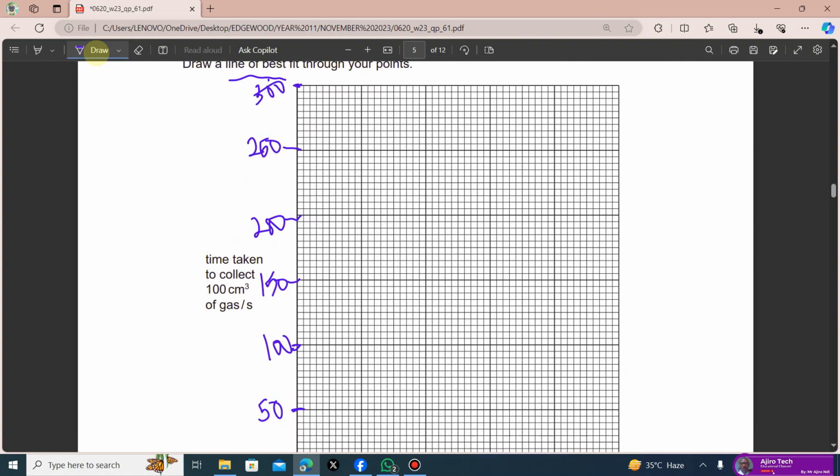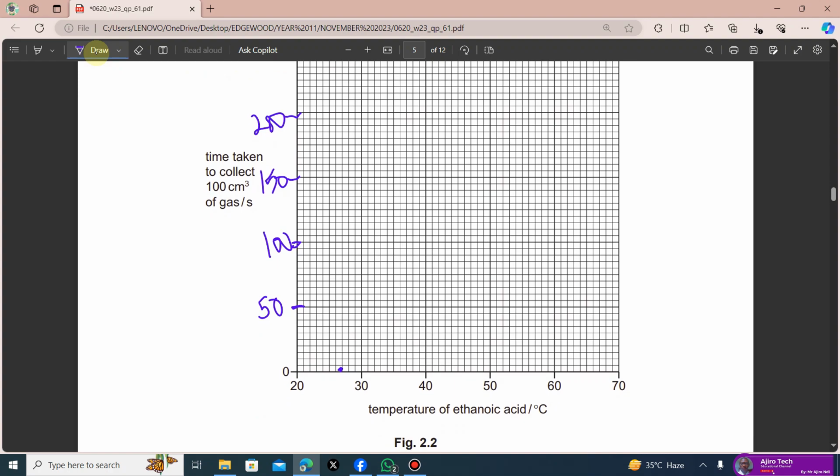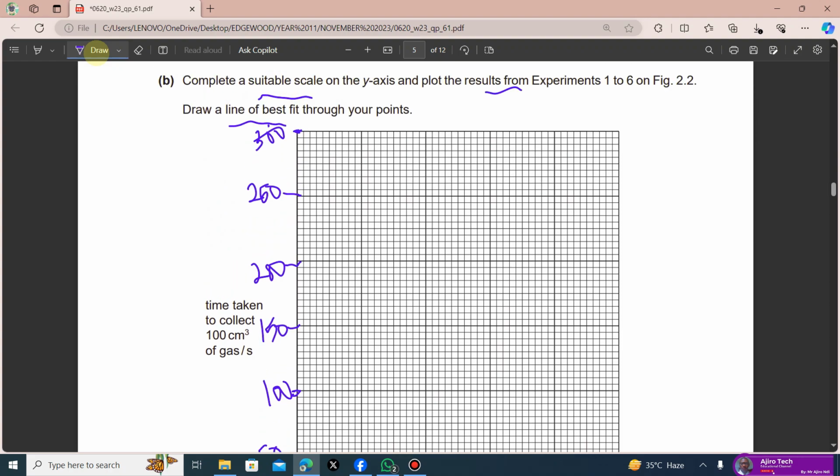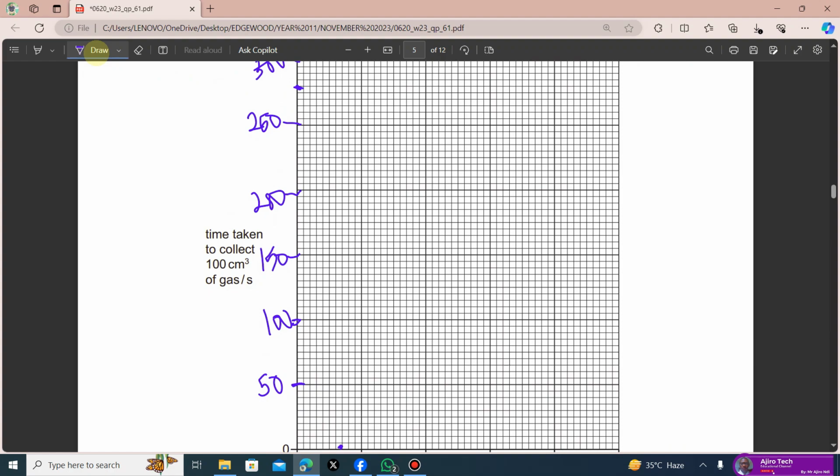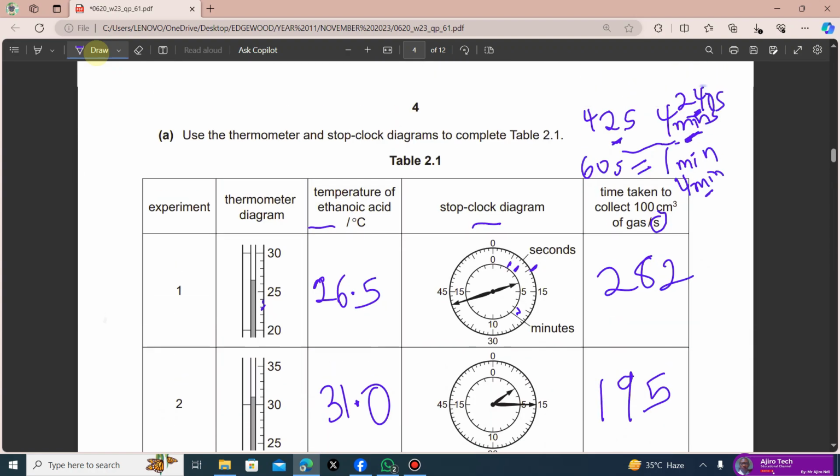So if we look at this scale for the y-axis, if 10 boxes are 50 units, that means each box is 5 units. So this is 255, 260, 265, 270, 275, 280. So 282 is just around this 280 spot. So if we trace this line all the way up here, we have it somewhere around there. So let's go straight to the next one so we don't spend too much time.